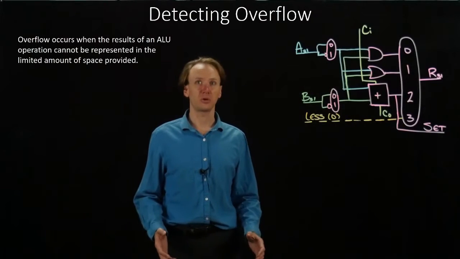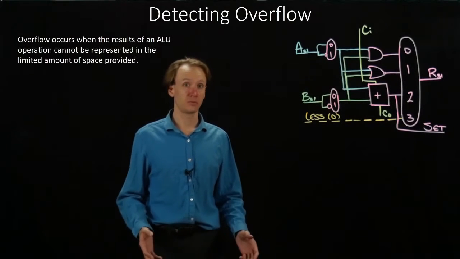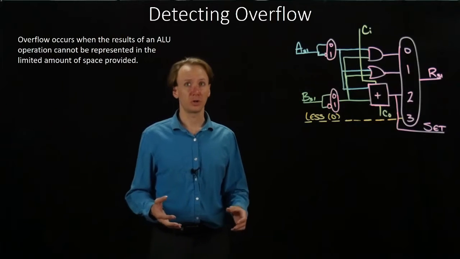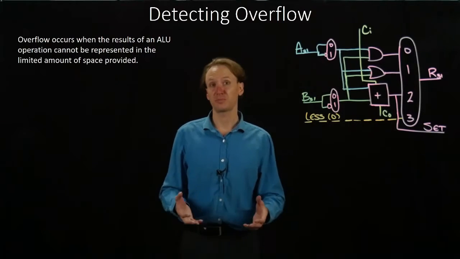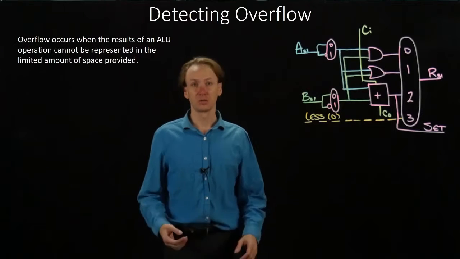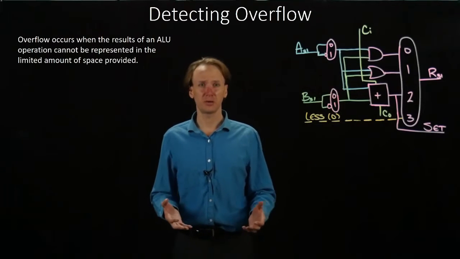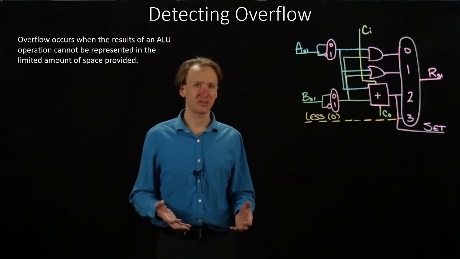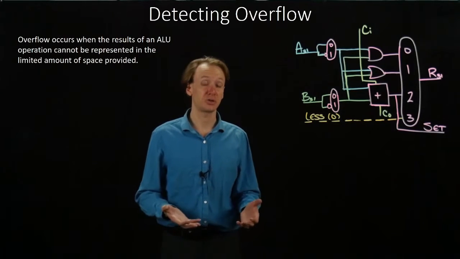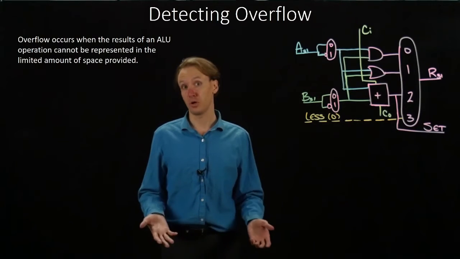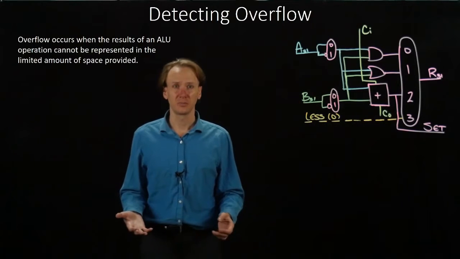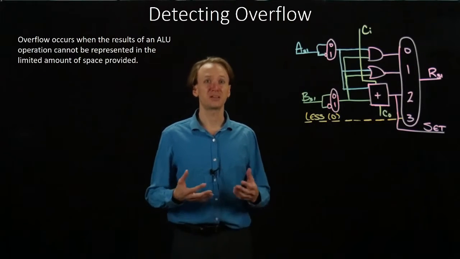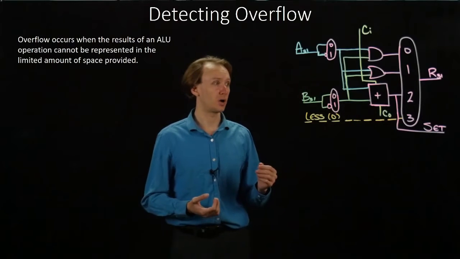This time we're going to be looking at how we can detect overflow. Overflow occurs when the results of an ALU operation can't be represented in the amount of space that we have available for them. So for example, if I add two 32-bit numbers together and I get something that would require 33 bits to actually represent, then I have overflow. This can happen either on the positive side or on the negative side, but I usually just get something that's too big to actually represent given our hardware.